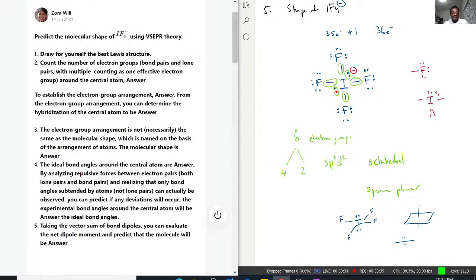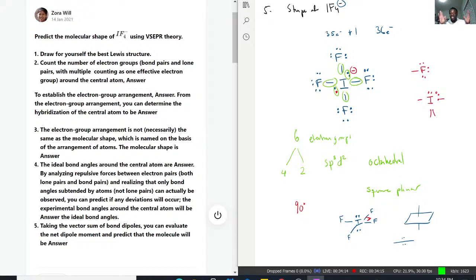Now they also ask for the ideal bond angles around the central atom, and that would actually be, at least specifically for the other atoms, a 90-degree angle. The electron pairs are doing such a good job of distributing that it's literally flat. So the fluorines now have the space to be evenly spread out from each other, which would be a perfect 90-degree angle. So they're all 90 degrees apart. That would be the best arrangement, okay? And now I'm just reading through. By analyzing repulsive forces, the ideal bond angles can be observed, and we can predict if any deviations will occur.